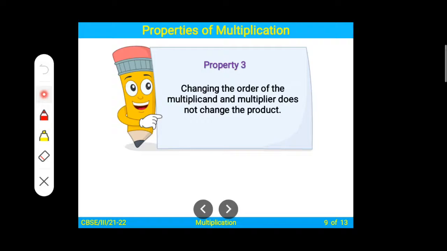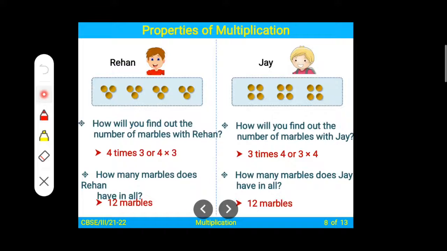So the third property of multiplication is: changing the order of multiplicand and multiplier does not change the product. What we saw previously, 4 multiplied by 3 and 3 multiplied by 4. Here this is the multiplier and this is the multiplicand. So both times the order of the numbers is changed but the numbers are the same.